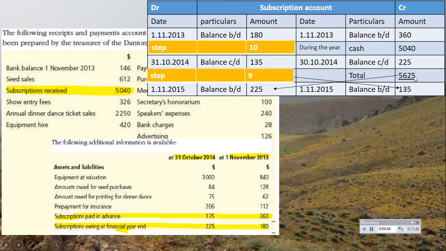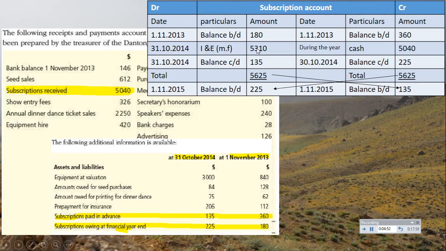Whatever the credit side total is, that total becomes the debit side total, 5625, and then you find the balancing figure. That is the amount you charge to the income and expenditure account, 5310. So this is the amount which you can show.